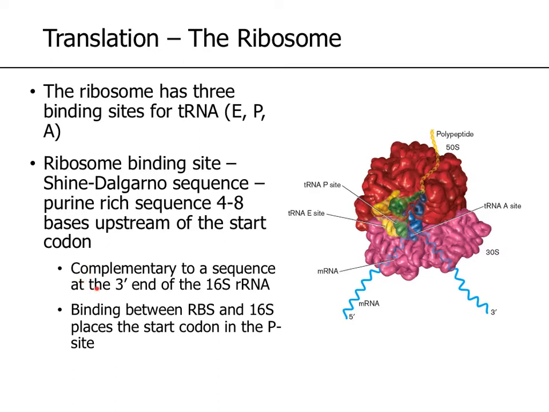So where was I? The Shine-Dalgarno RNA sequence is complementary to the 3' end of the 16S rRNA. There is a part of the 16S RNA that is complementary to the A's and the G's in the Shine-Dalgarno sequence, and they bind together, and that's how it finds that spot and locks itself in. When those two bind, it essentially places the start codon in the P site.